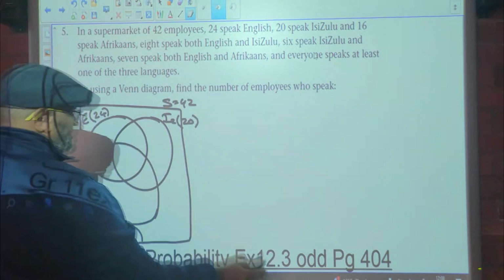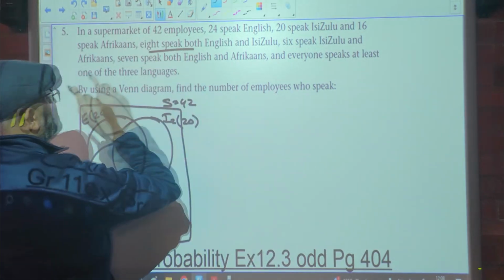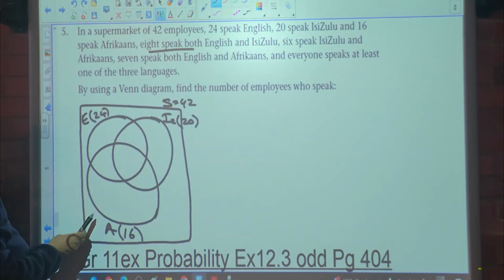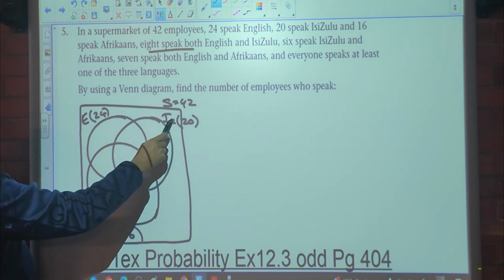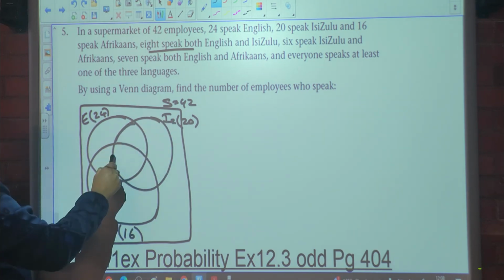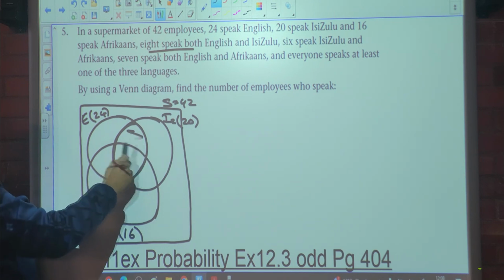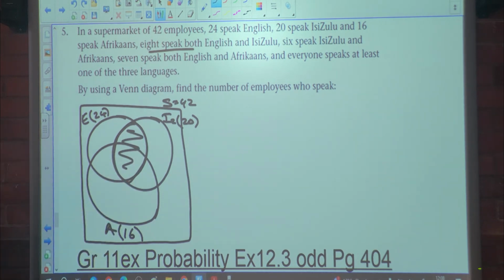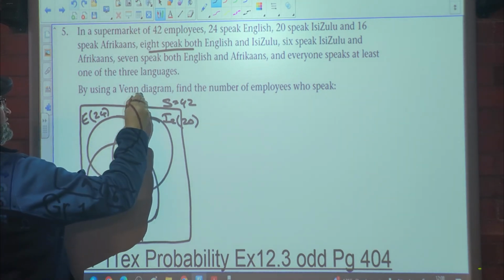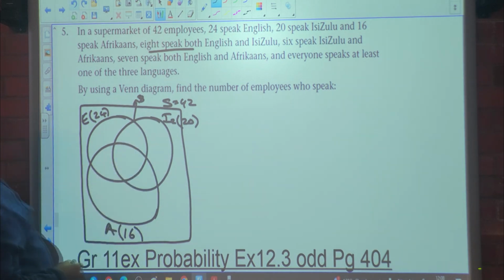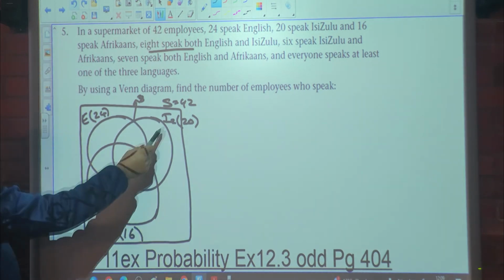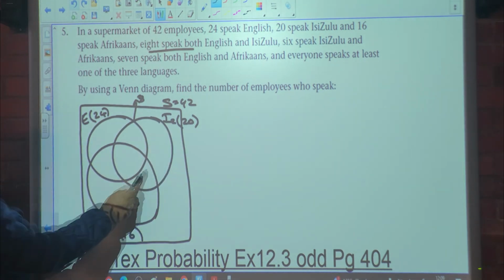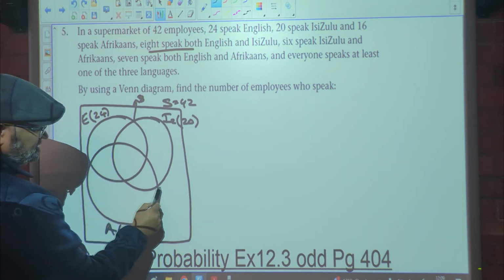Now let's read from here. 8 speaks both English and Zulu. English and Zulu is 8. So this plus that adds up to 8. Can you see? Both adds up to 8. So what I do is I just make a little marking there and I put 8 so that I know that that is 8. 6 speaks Zulu and Afrikaans. How many? 6. So these two add up to 6, not so? Just put there 6.